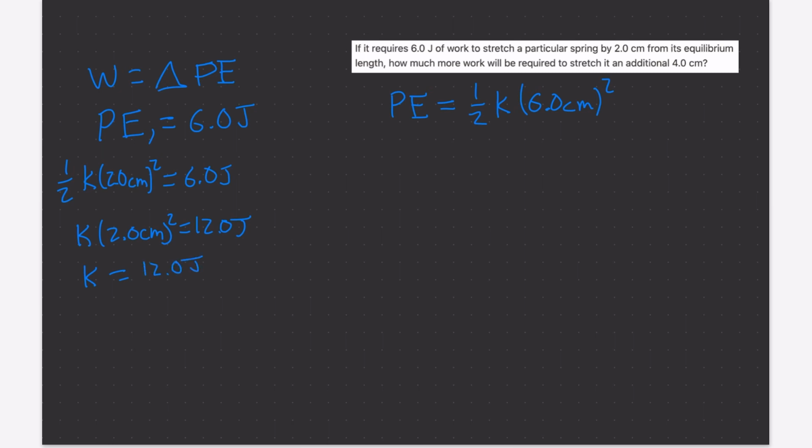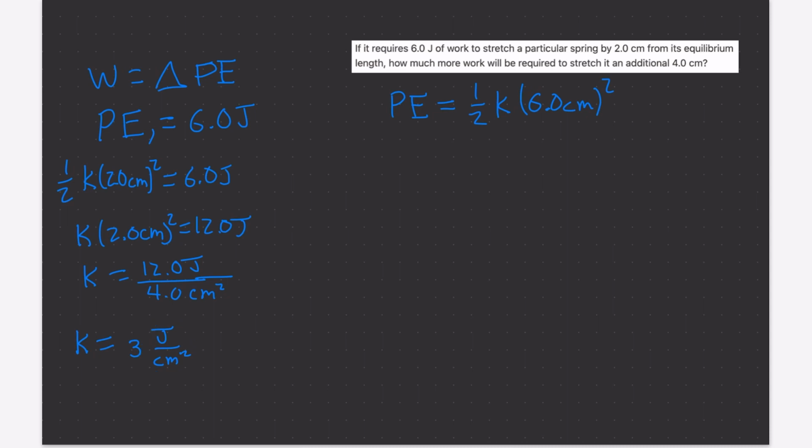So that means my K is going to be equal to 12.0 joules over 4.0 centimeters squared, all right? Now, that means that K is only 3 joules per centimeter squared. All right. So don't freak out with these units yet. That's okay. Let's just make sure we hold on to them so we don't lose track of them.